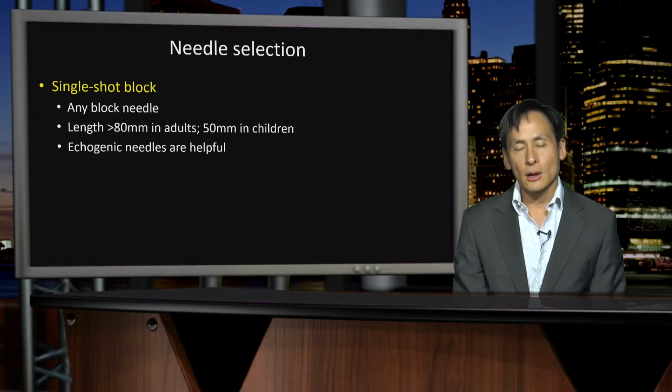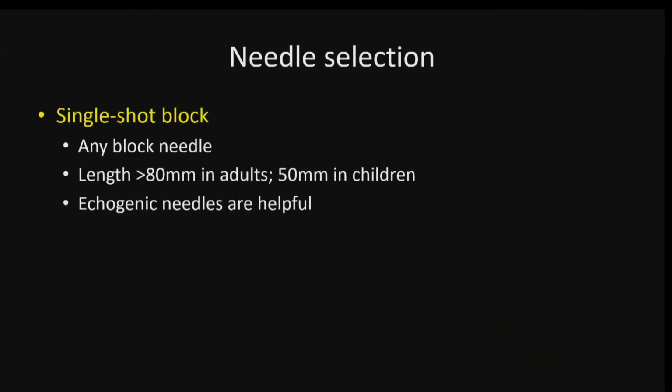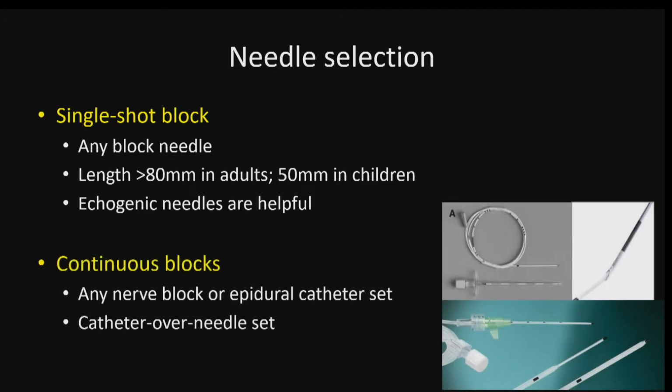Choosing a needle for this block depends whether you're thinking about doing a single shot block or a catheter. The good news is you can use any block needle that you're used to using for your peripheral nerve blocks. In general, you want something that is at least 80 millimeters long in most adults. And in children, a 50 millimeter needle is probably all you need. We do find that echogenic needles are helpful in visualizing the shaft as you're approaching and the tip. So if you have them available, again, they are recommended.